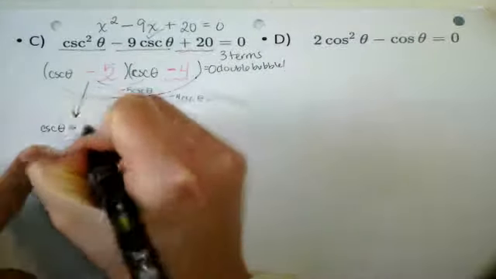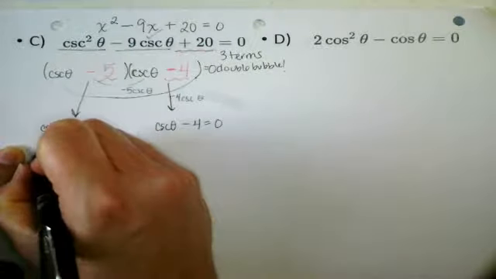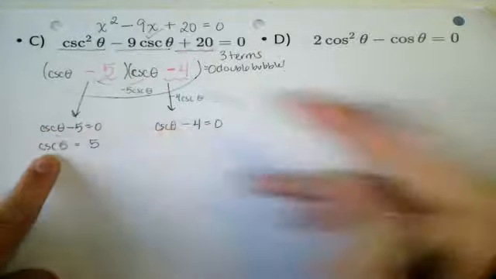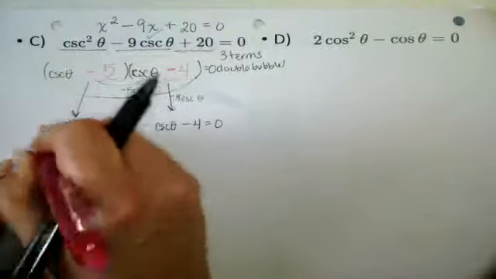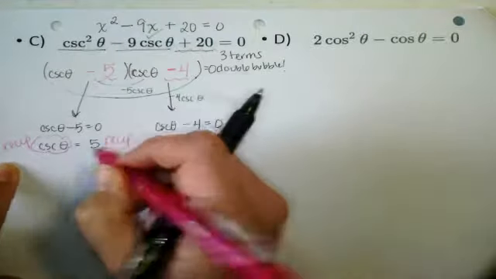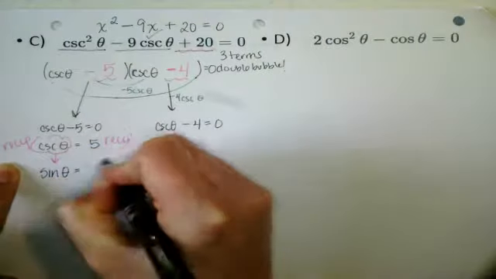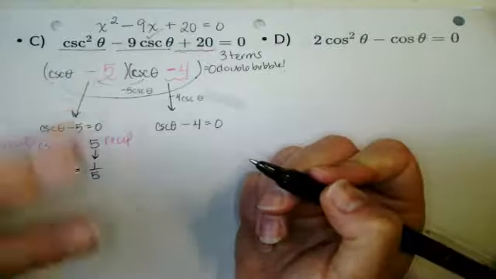And cosecant theta minus 4 equals 0. And then we can go ahead and, again, isolate the trig function. So cosecant theta equals 5. But I don't have a cosecant button on my calculator. So once again, I need to do the reciprocal of both sides. So the reciprocal of cosecant is the sine function. And the reciprocal of 5 is 1/5. We're just flipping the fraction.